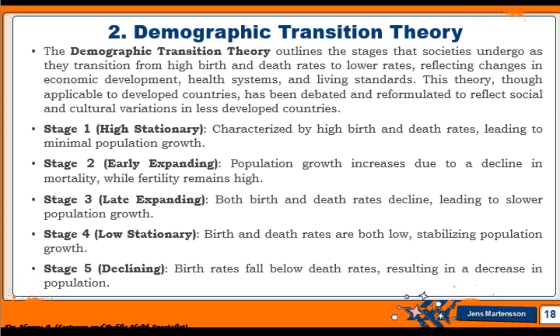For stage 4, low stationary. In this case, you have both birth and death rates low. You see that? Both the birth and death rates are low, resulting in a stable or slowly growing population.